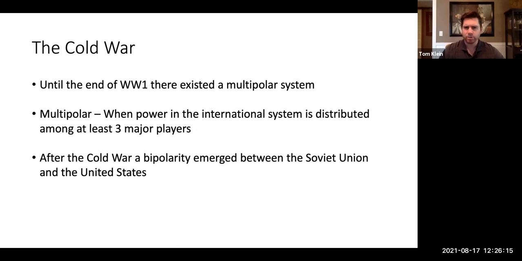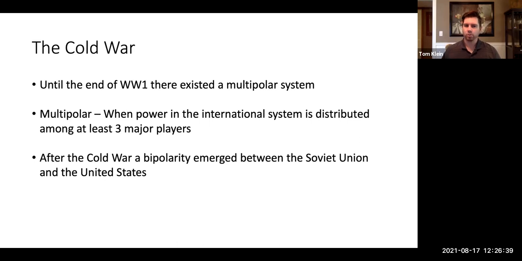Okay, and we're not going to go into too much detail about the Cold War. This isn't a history class. We're just kind of trying to get up to our current nation state system. So until the end of World War I, there existed a multipolar system. We talked about this with the creation of the Peace of Westphalia, right? Many dominant European nations existing together. That's a multipolar power system.